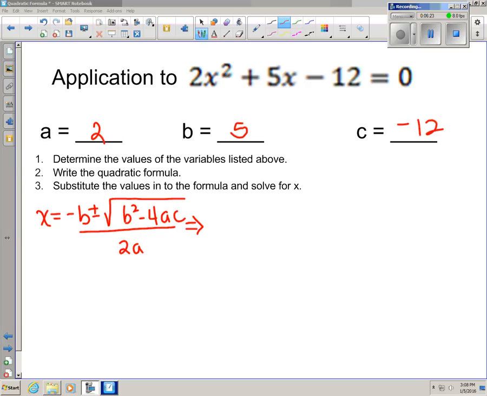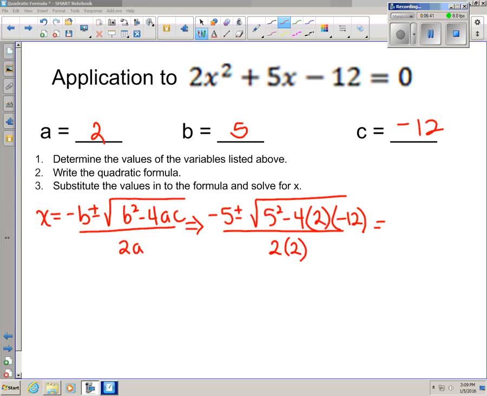So my value for b is 5. I'm going to plug it into -b, so it's -5 plus or minus b squared, which is 5 squared, minus 4 times a, which is 2, times c, which is -12, all over 2 times 2. Then I'm going to simplify what's under the radical first. So I have -5 plus or minus, I have 25 plus 96, all over 2 times 2 is 4.